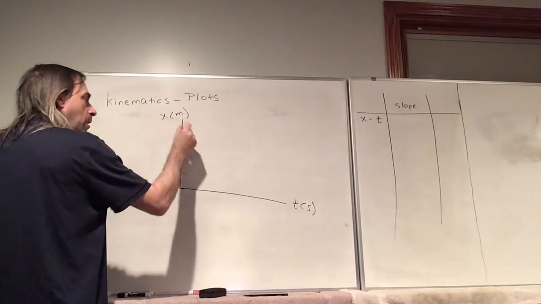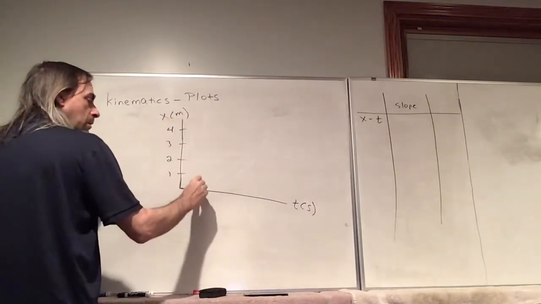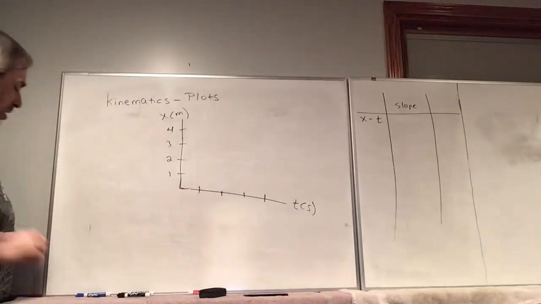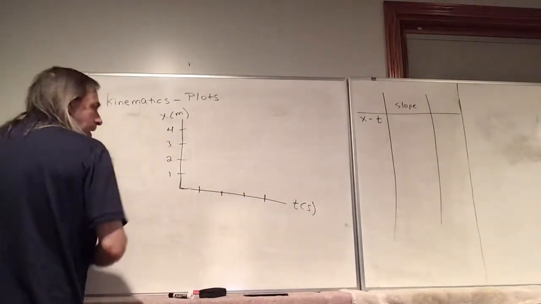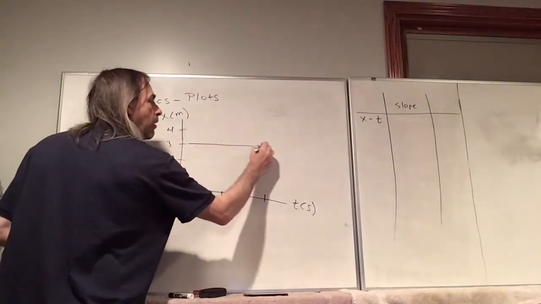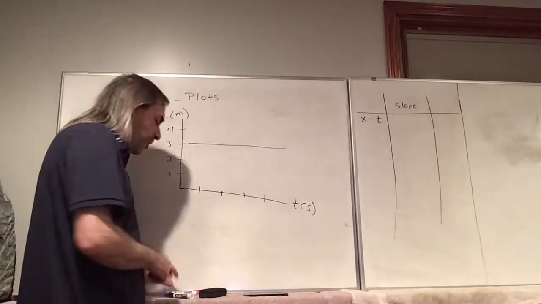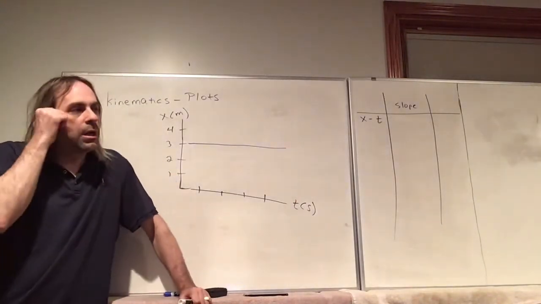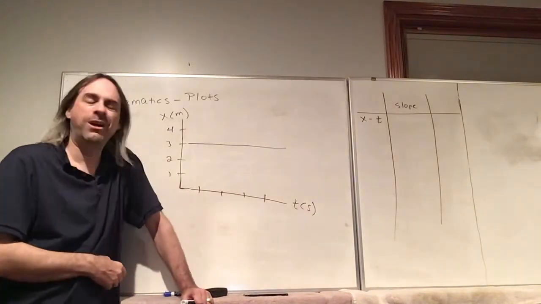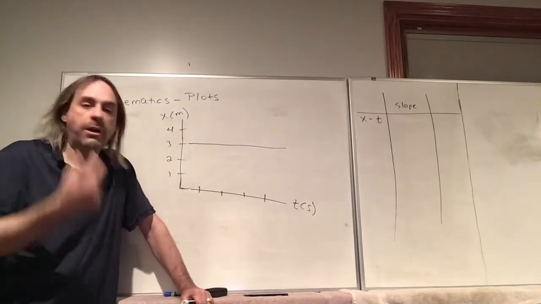Okay, so simple example, I'm going to draw an xt plot that looks like this, just a horizontal line. So we can say that this represents the position of an object as a function of time. And the question is, what is this object doing? And the answer is not very much.